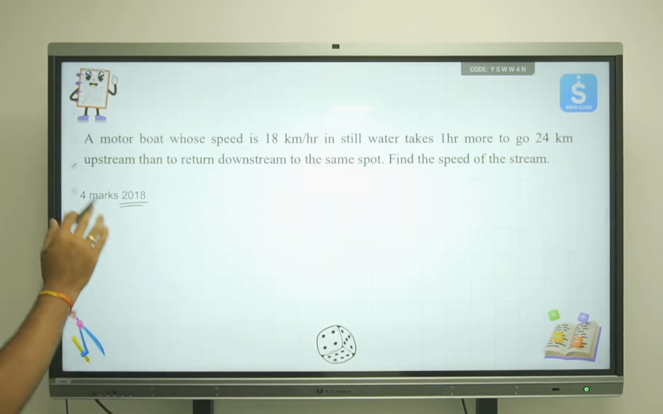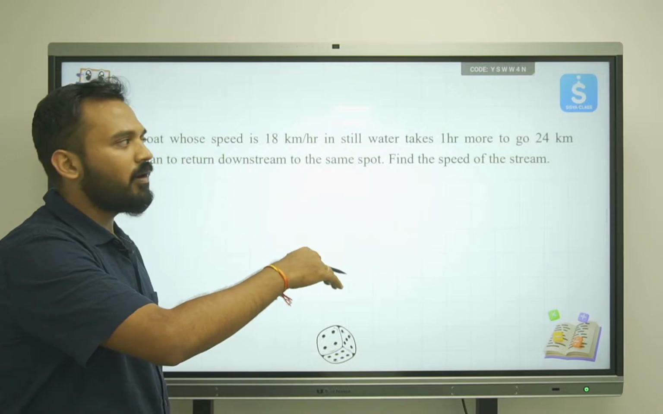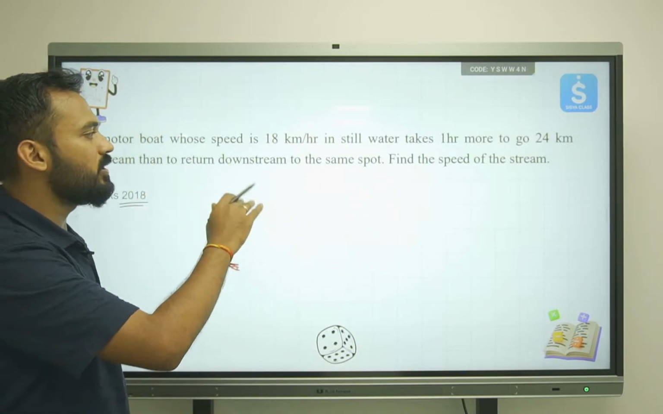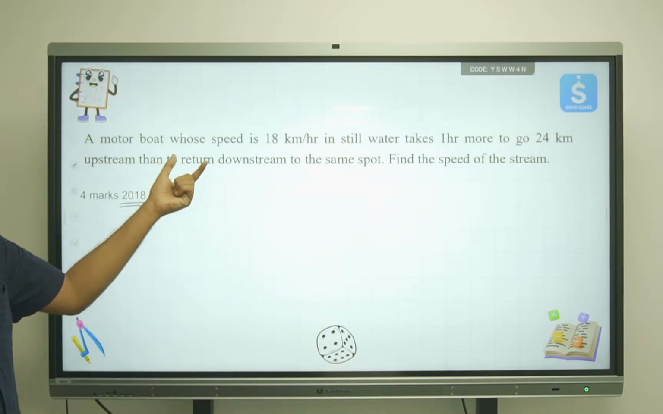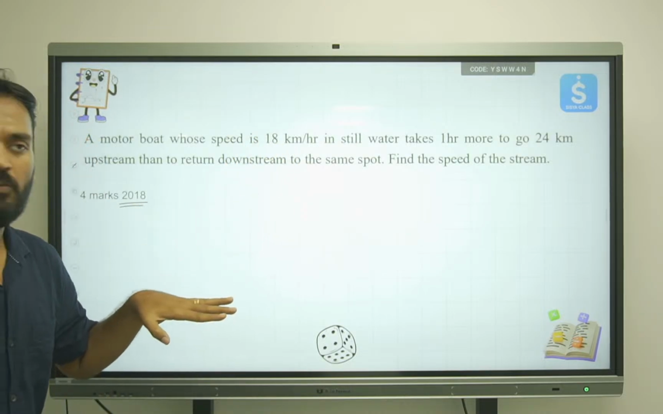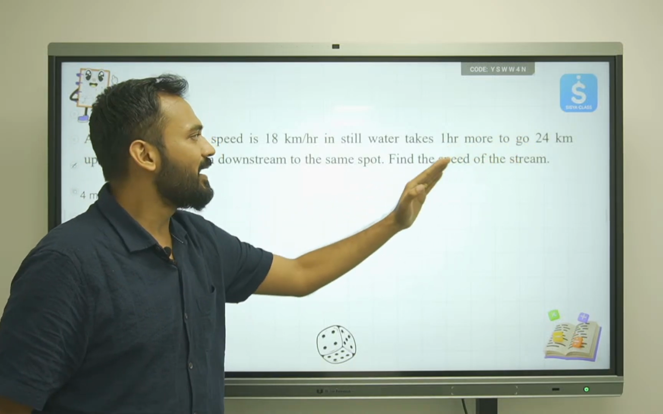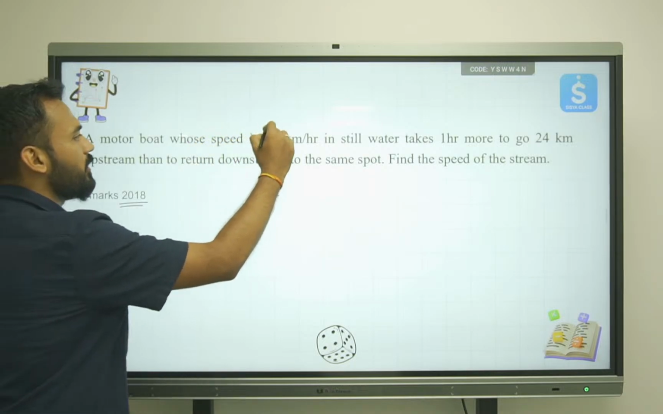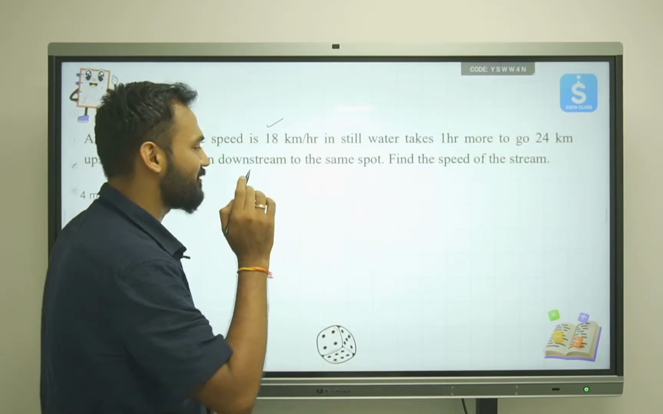A motorboat whose speed is 18 km per hour in still water takes 1 hour more to go 24 km upstream than to return downstream to the same spot. Find the speed of the stream. So the actual speed of that motorboat is 18 km per hour in still water. In upstream, for 24 km, it takes 1 hour more than it takes going downstream.